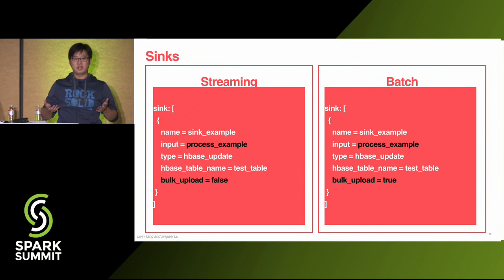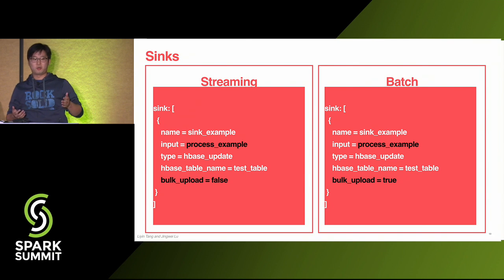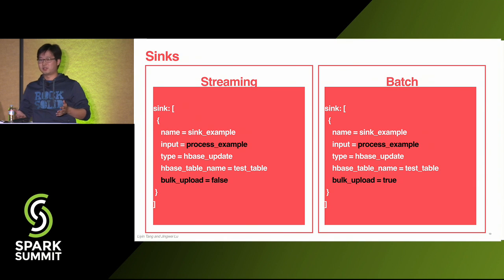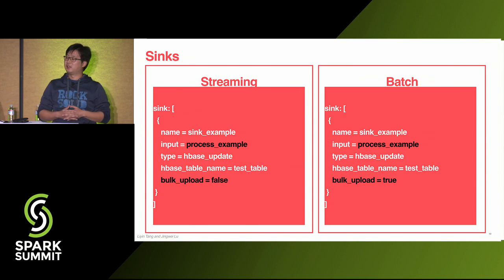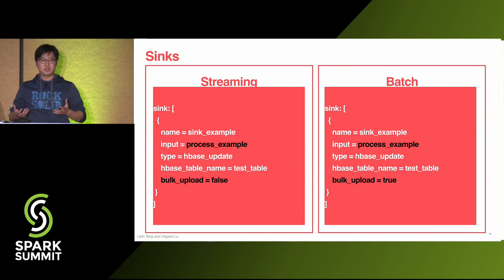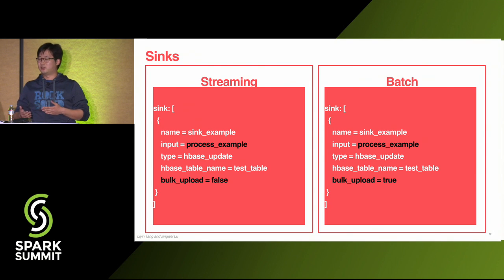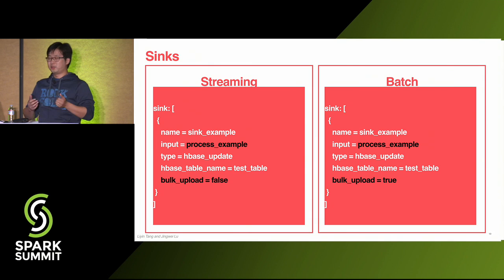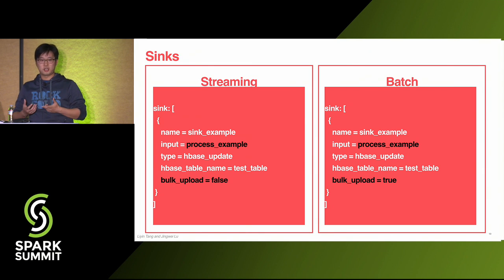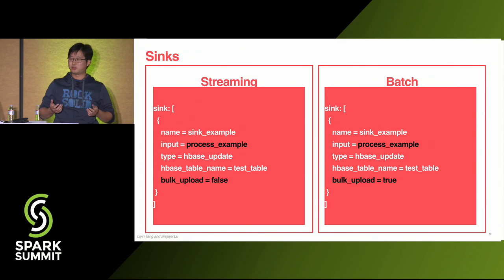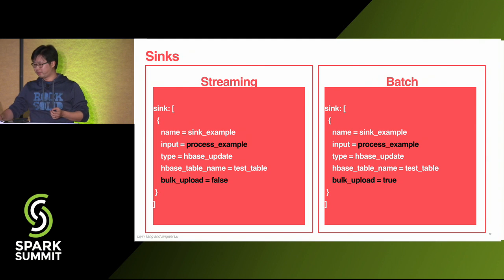And in the streaming case, the streaming job will write to HBase directly using some HBase native API. In the batch case, they will generate HBase HFile and bulk upload that file into HBase. So both sinks and the computation logic can be shared between both streaming pipelines and batch pipelines.